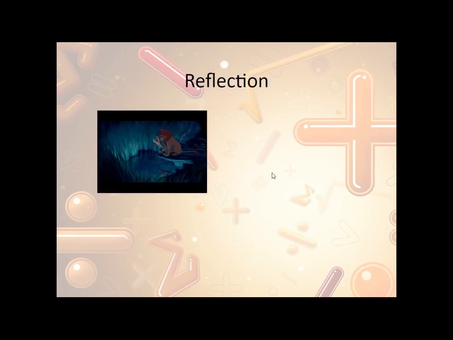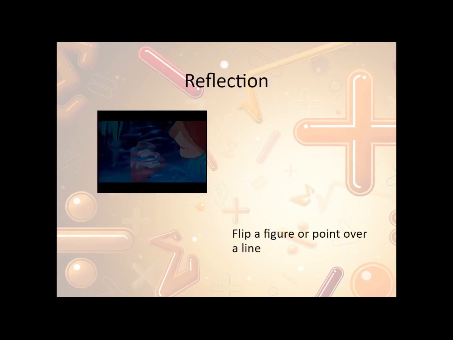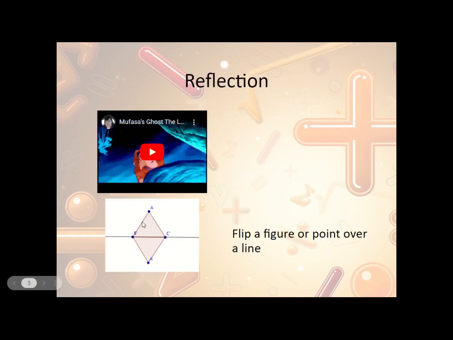So that's what a reflection is. Reflections occur when we flip a figure over a point or a line. So for instance, we have a triangle here. If we flip it over this line, it's going to flip downward and look like this.